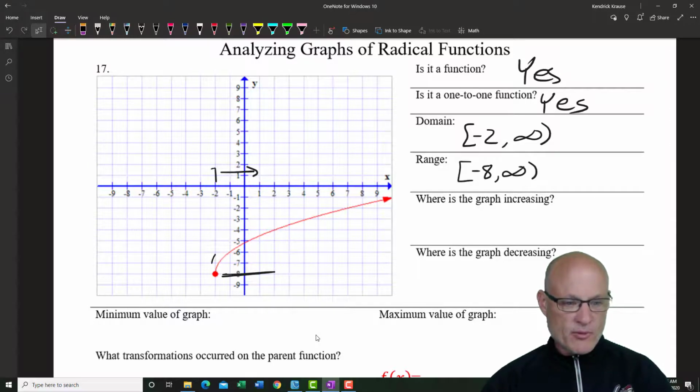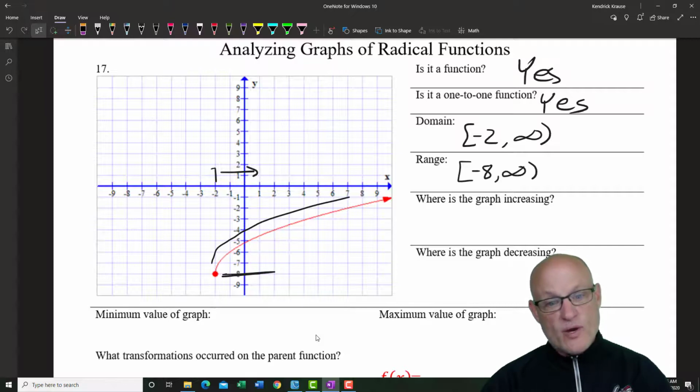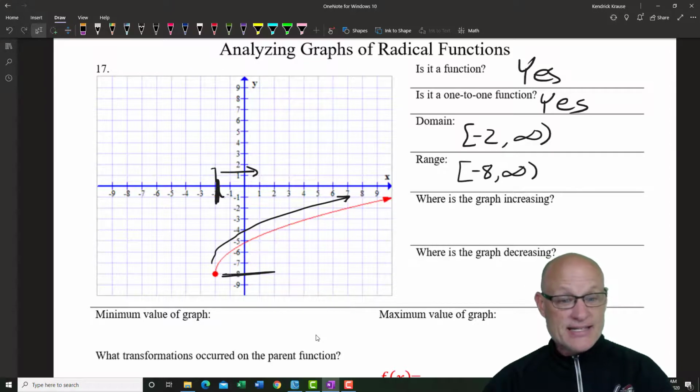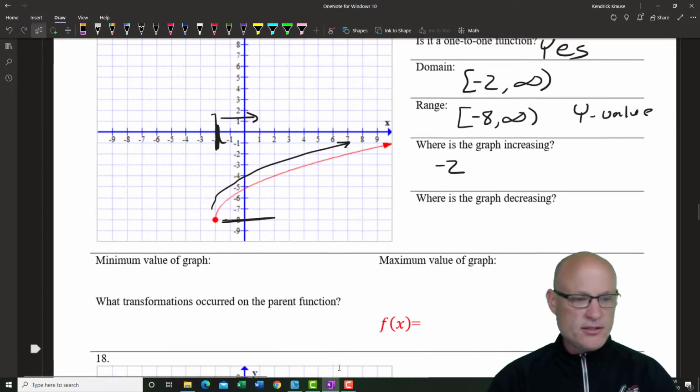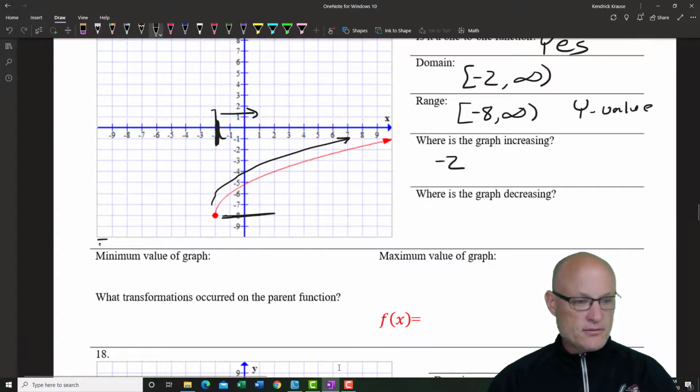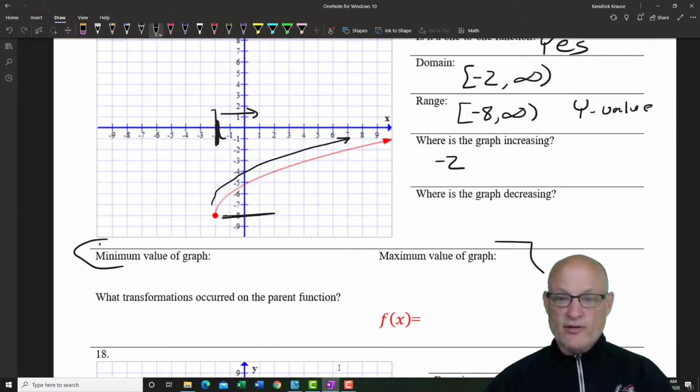Where is it increasing? Remember, read left to right. So it's always increasing. Where does it start? It starts at negative 2. Remember, we only give y values for range and min and max, y values. Those are the only times. So from negative 2 to infinity, never include the endpoints. Where is it decreasing? Never decreasing.